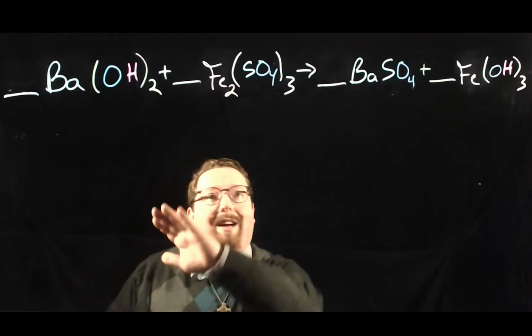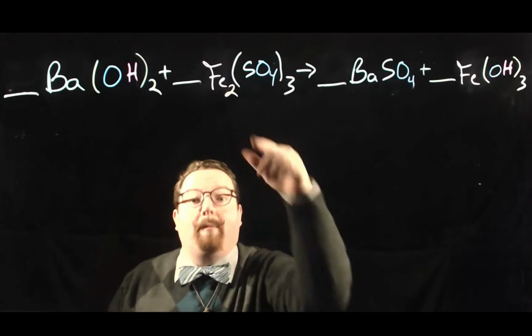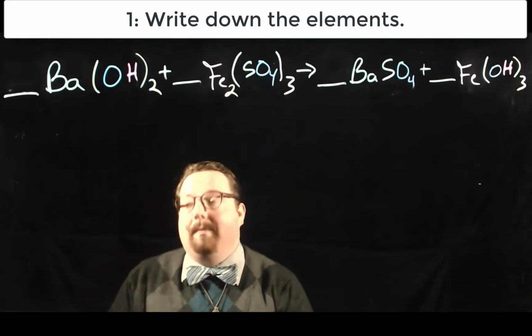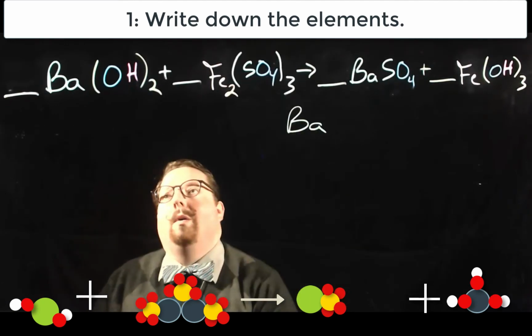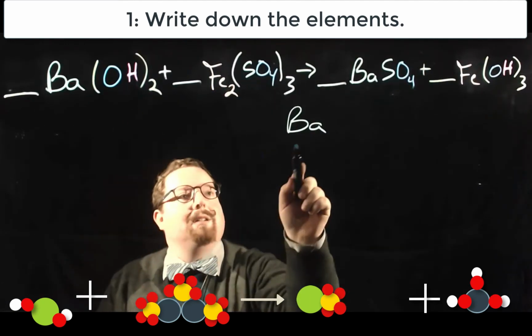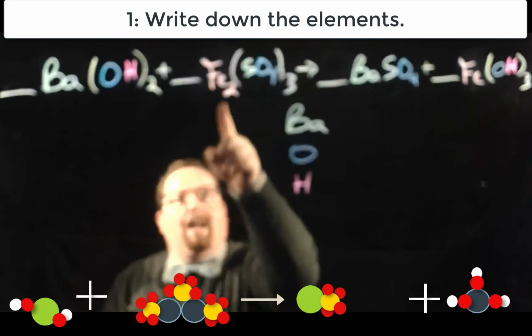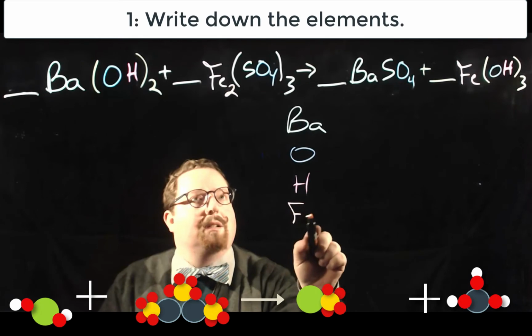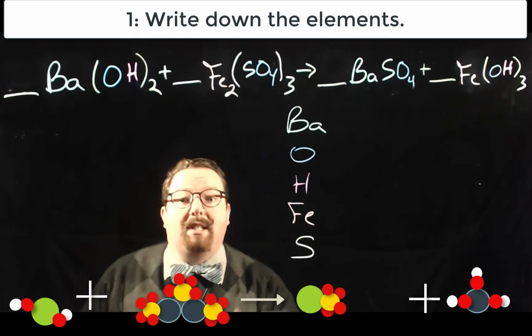You'll notice we don't have any of them that are just single elements. And we have some of them that have parentheses. So let's get going. We have barium. We have oxygen. We have hydrogen, iron, and sulfur. Step 2 is to count them up.